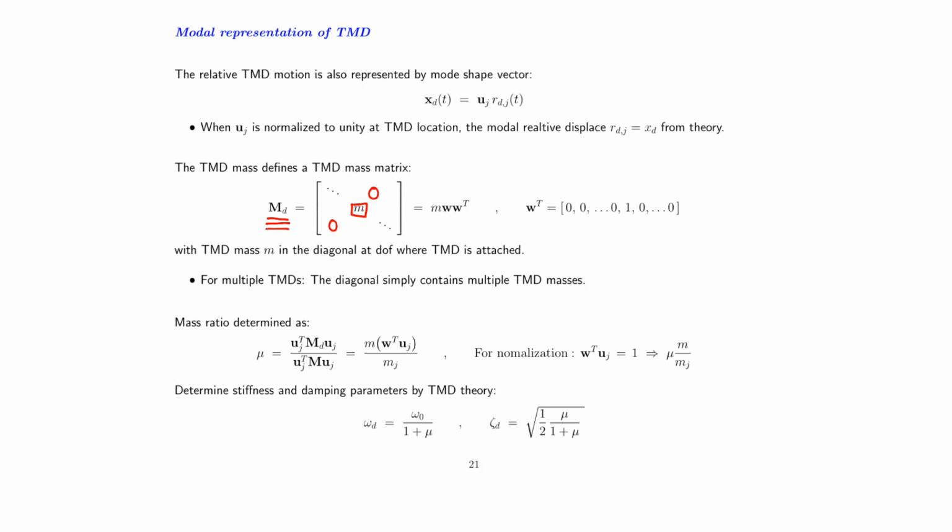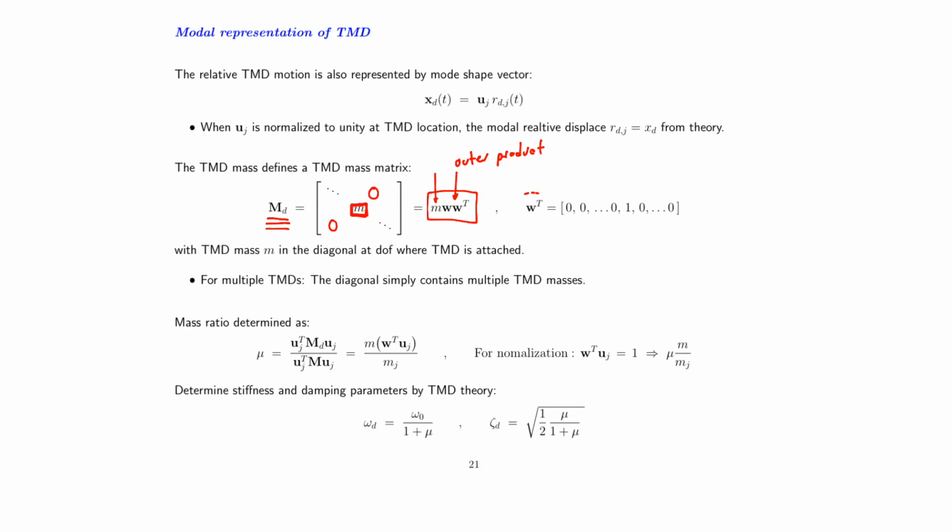For a single TMD, you can represent this mass matrix by a connectivity vector with which you make an outer product, and then you multiply by the TMD mass. And that will give you an all-zero matrix with a single element that is non-zero in the diagonal, exactly at the point of attachment of the TMD.